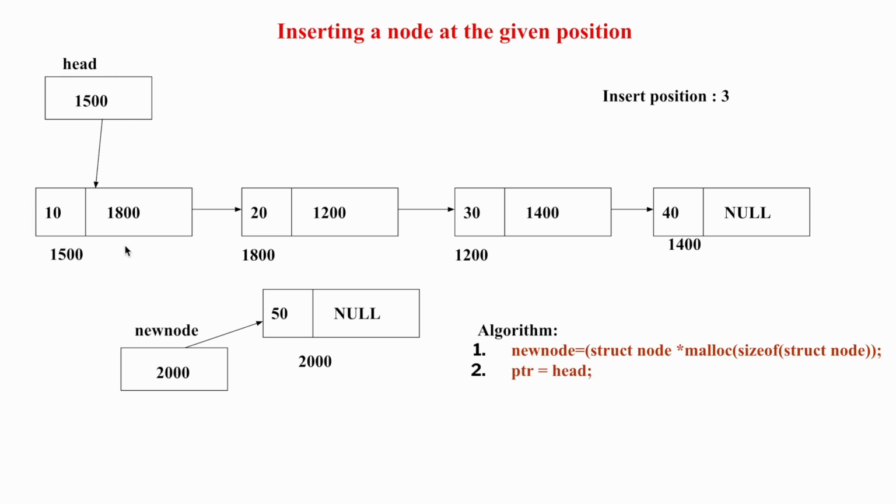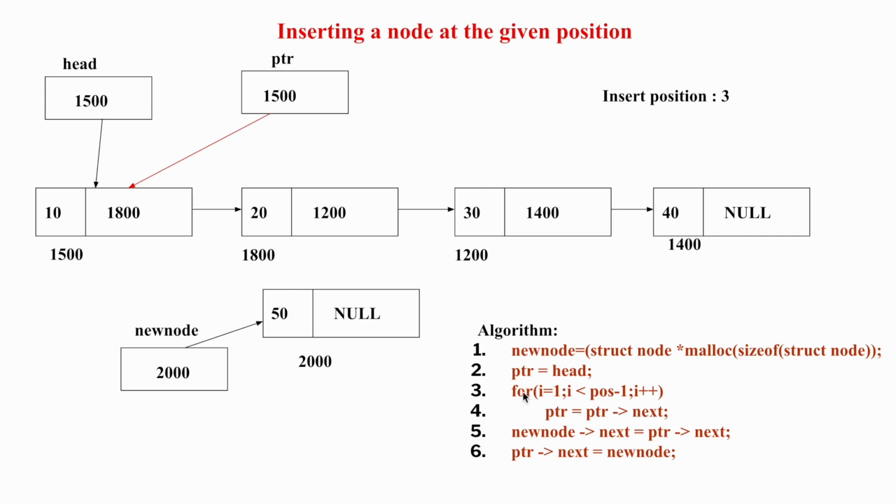Otherwise we will basically lose the link to the very first node itself. Now the algorithm: we will use a for loop, which will traverse from the first node or the first position to position -1, or to the node after which we have to insert a new node. So once this for loop is terminated, the pointer ptr is at the node which is just before the position where we have to place the new node.